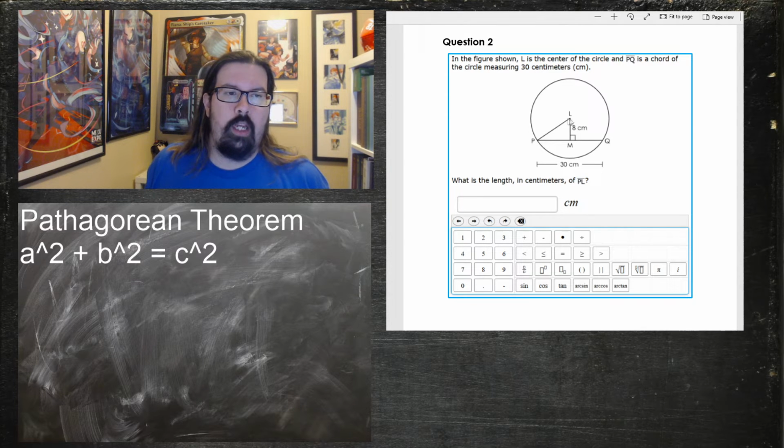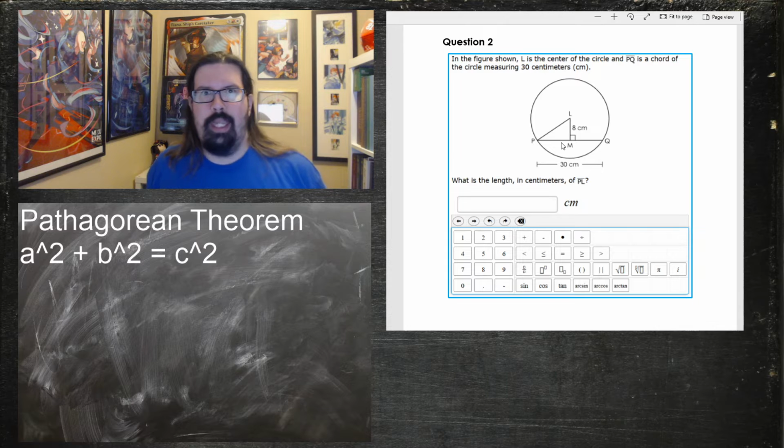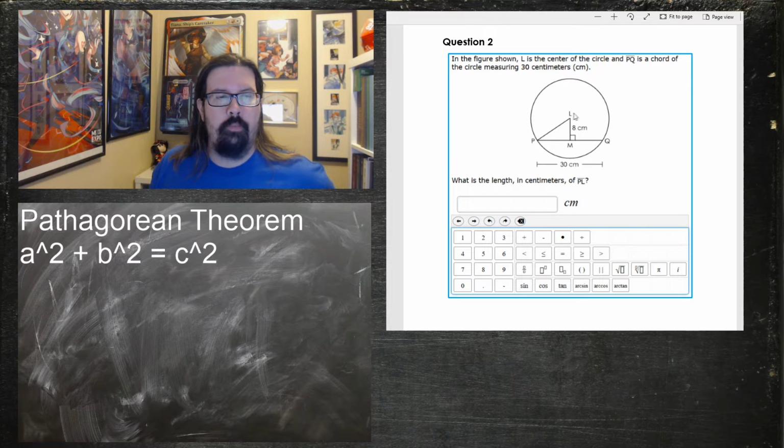So this will be our hypotenuse, c squared, and the length of c is the square root of the sum of the squares of the sides. So we have this 8 here, but now we need PM. Well, how do we get PM, right? Well, PM is fortunately able to be found because we know the length of PQ.